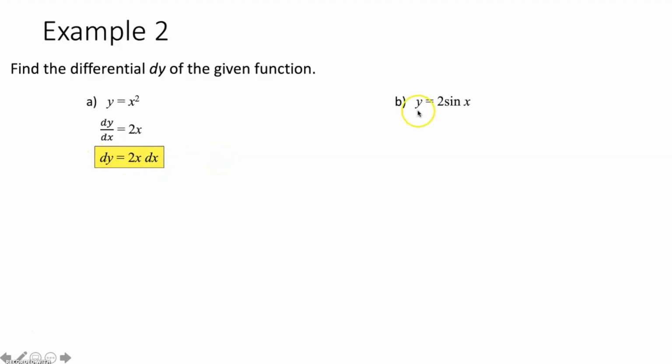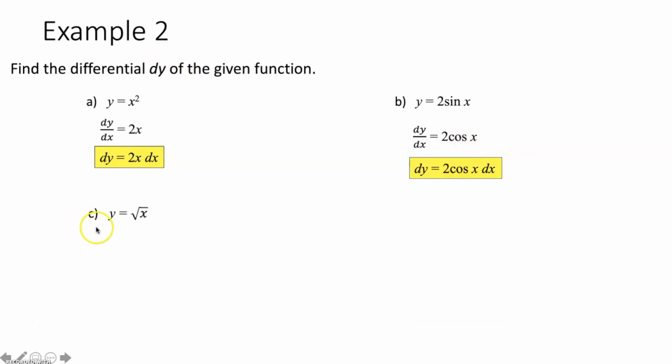Part B, doing the same thing. We're going to take the derivative of each side, then multiply both sides by dx. When I take the derivative of y with respect to x, it turns into dy dx. Over here, when I take the derivative of 2 sine of x, the 2 just stays out front by the constant multiple rule. So all I have to do is take the derivative of sine of x, which is just cosine of x, and then multiply the 2 back on. But I'm solving for dy, so I need to multiply both sides of the equation by dx, and I'm done.